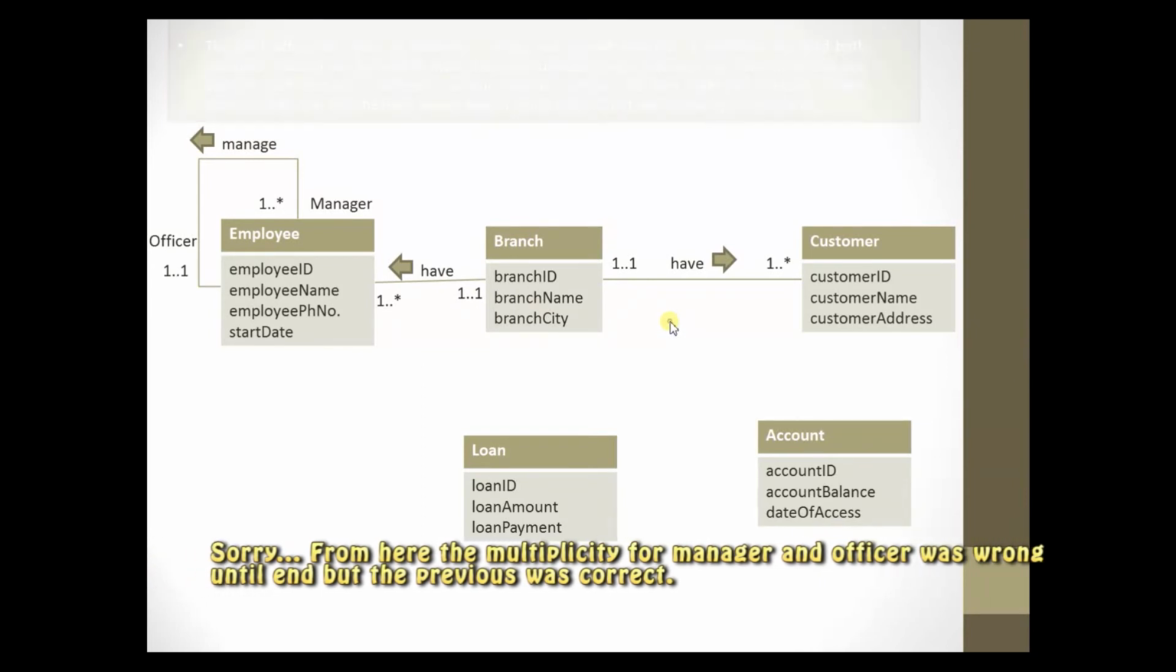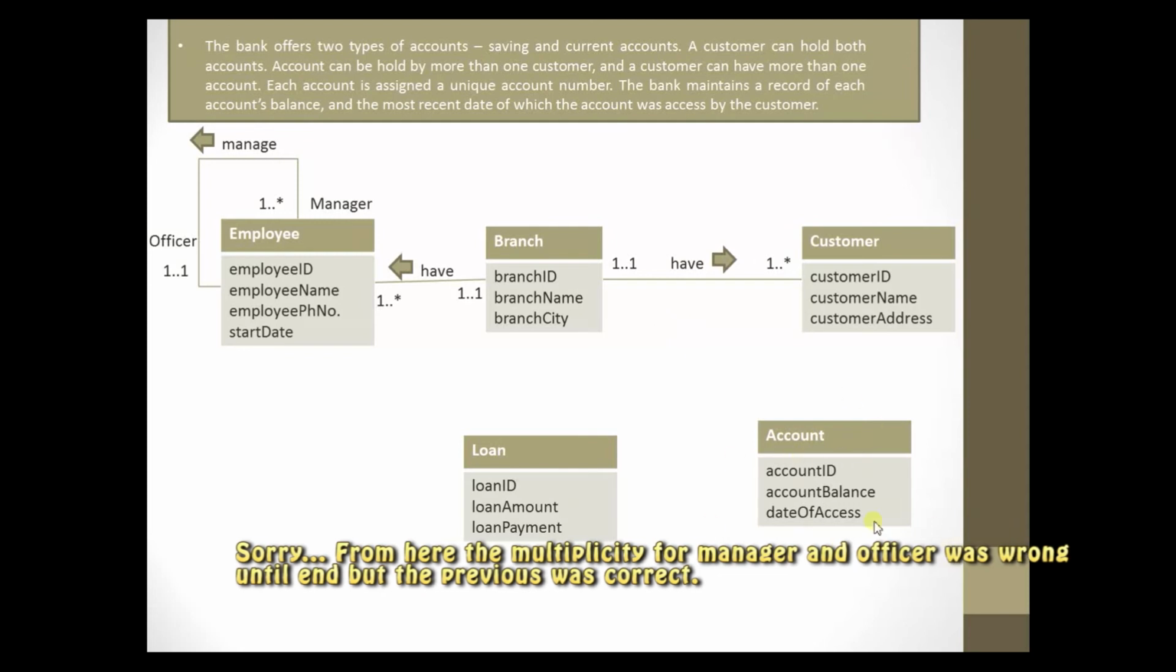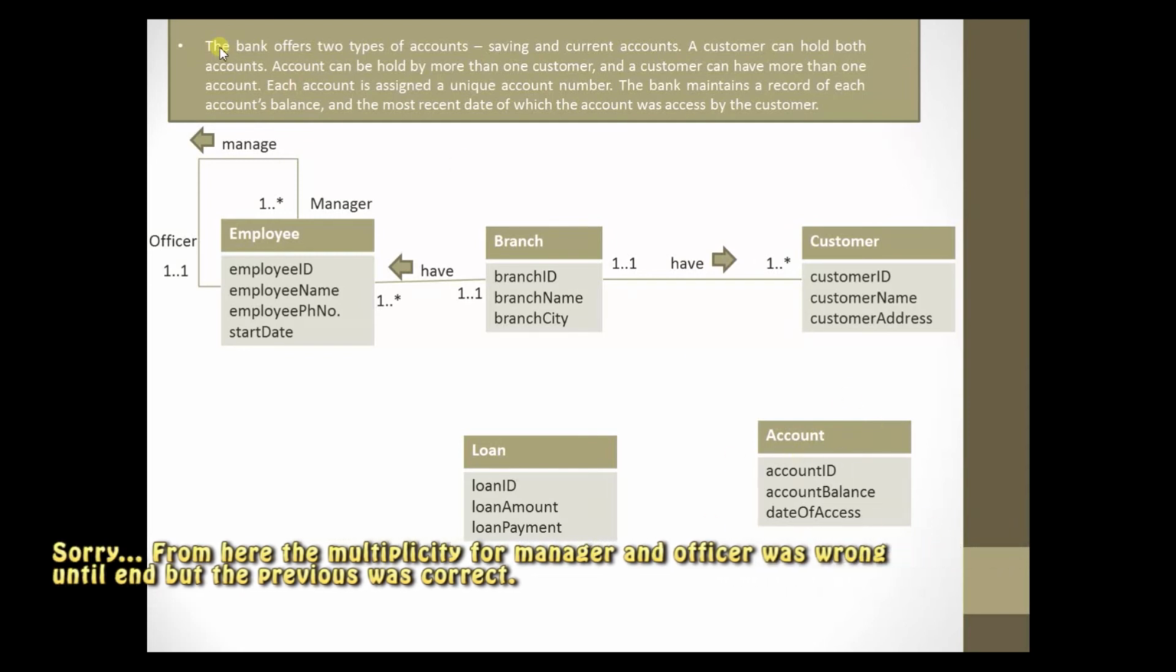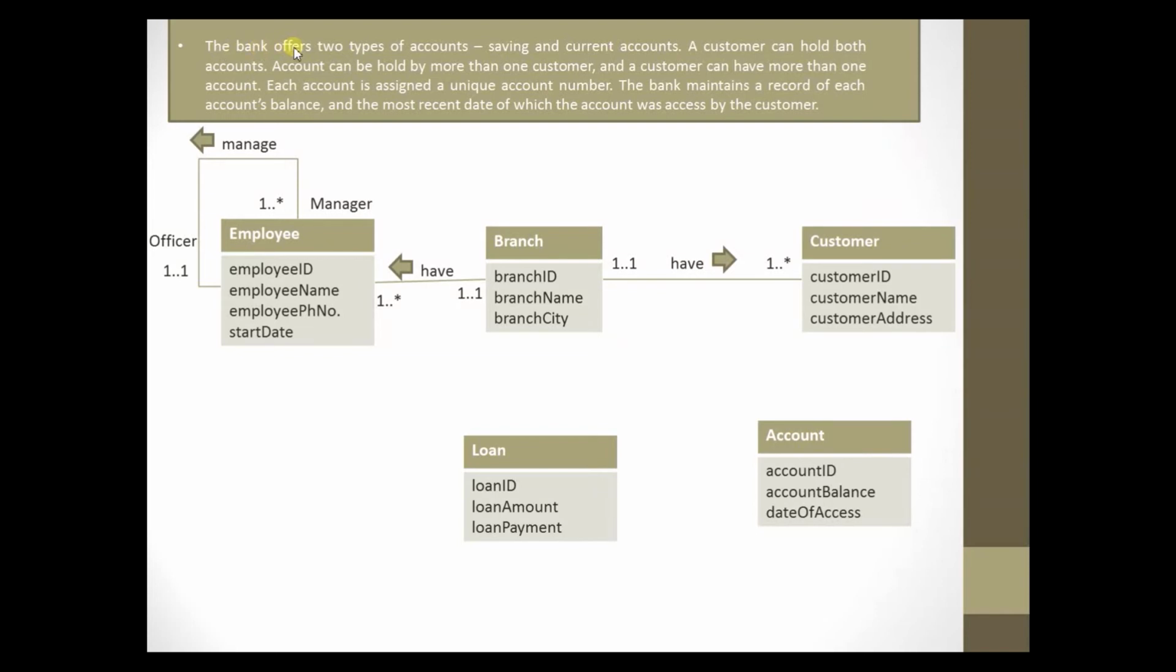And the next is about account. Here the statement states that the bank offers two types of accounts, saving and current account. So this is saving and current account. This relationship is called inheritance, or generalization, which means that all these attributes will be inherited by these two subclasses, and account will be a superclass.